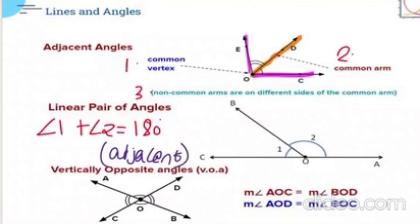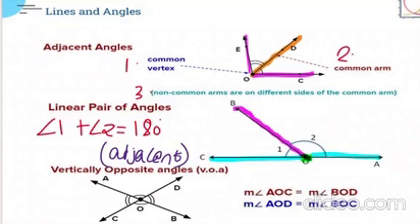Now how is it adjacent? Let's see. Can you see this pink color? That is my common arm, isn't it? Now taking blue color, these are the non-common arms on the opposite sides, correct? Then this green one is my common vertex. So what I'm getting, these are adjacent angles, right? So whenever there's a linear pair, the angles will be adjacent to each other and they will sum to 180 degrees.